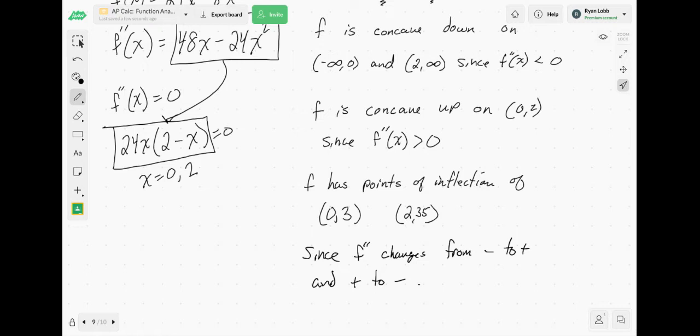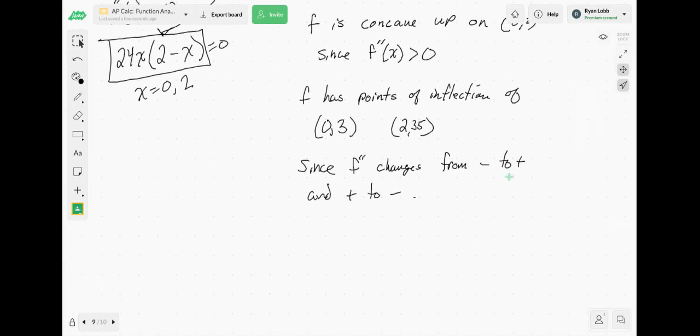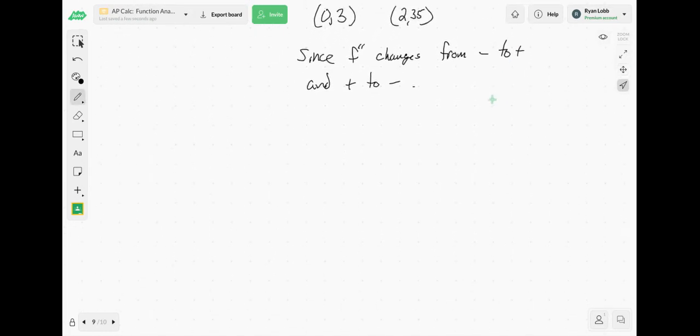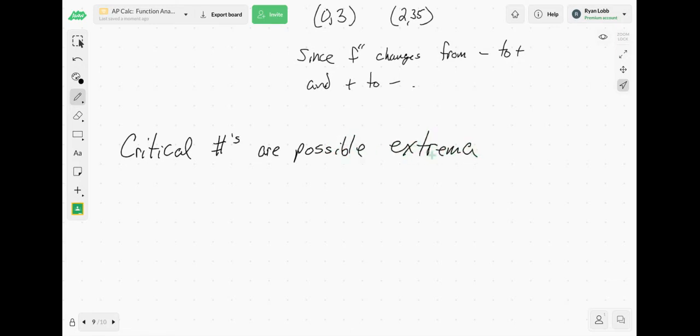All right. Another little note to make here. Make a note of this. Critical numbers are possible extrema. They're candidates for where extreme values, maxes and mins, can occur. So critical numbers are possible extrema.